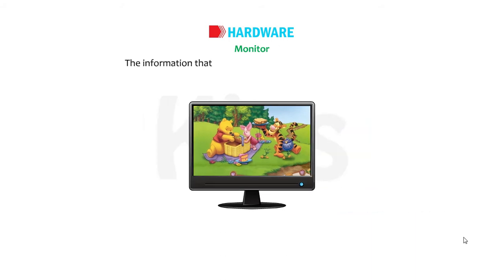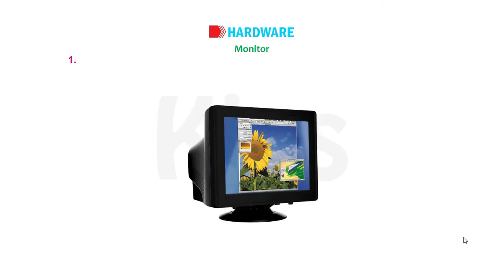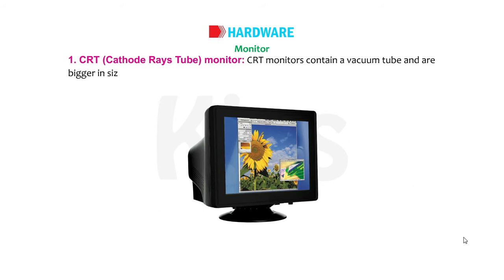The information that we see on a monitor is called soft copy. There are three different types of monitors. Number 1. CRT, Cathode Ray Tube Monitor. CRT monitors contain a vacuum tube and are bigger in size and consume more power.